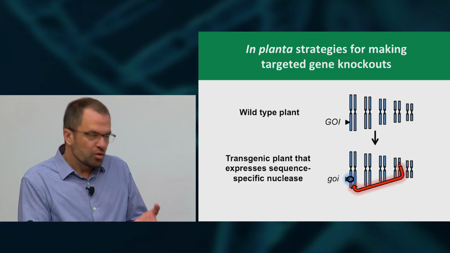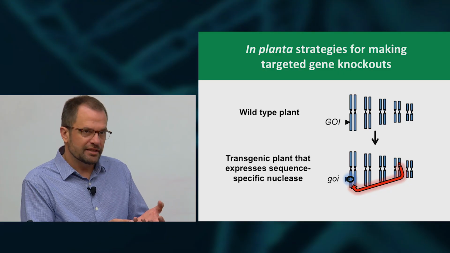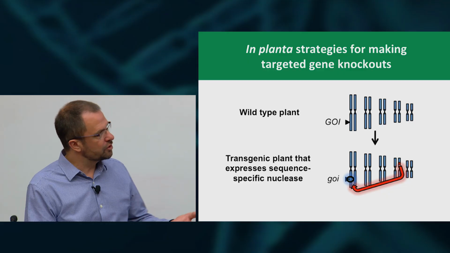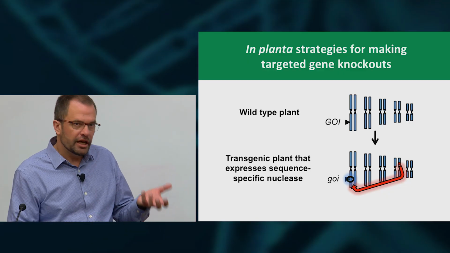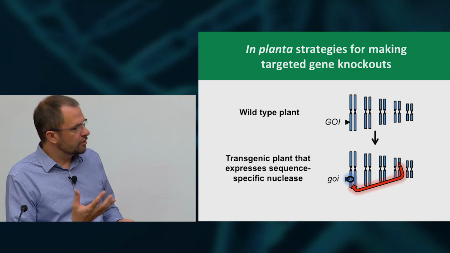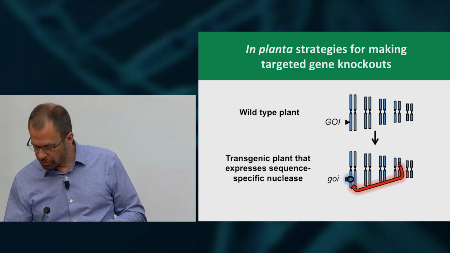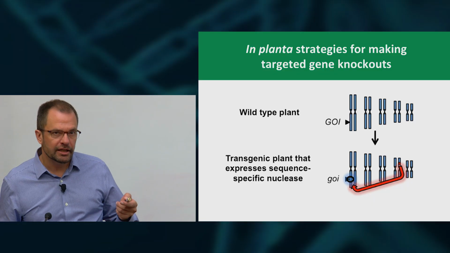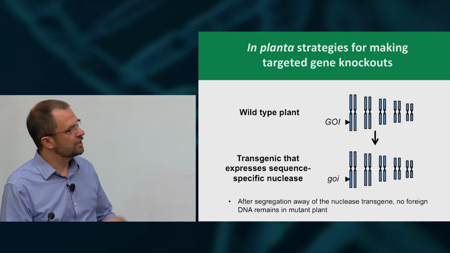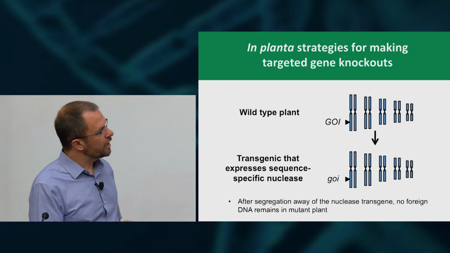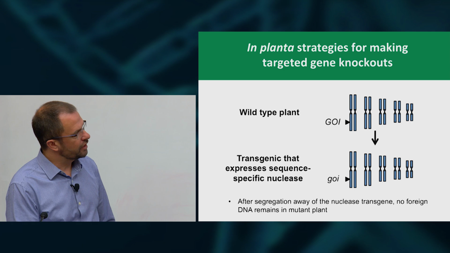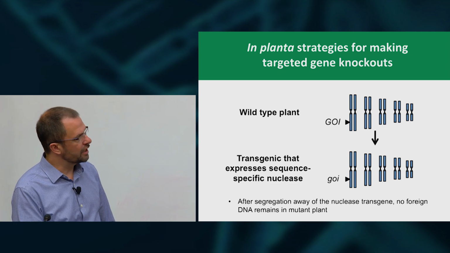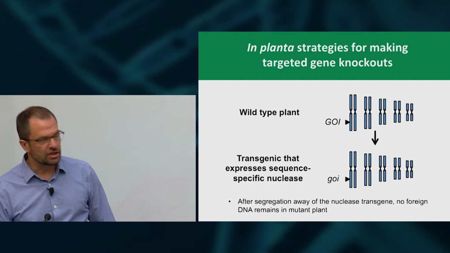We take these somatic cells, and plant cells are inherently stem cells. We can take a somatic plant cell that's been transformed and mutated, and through hormone treatments and tissue culture manipulations, grow up an entire plant. That plant then has a modification of interest. Then we can segregate away that nuclease, and we obtain just a plant that has our mutation of interest with no foreign DNA resident in the genome.